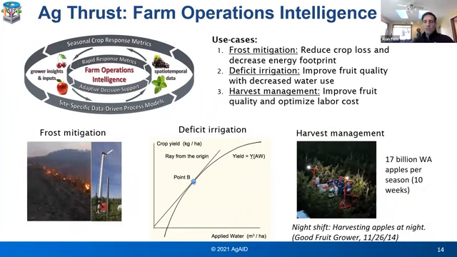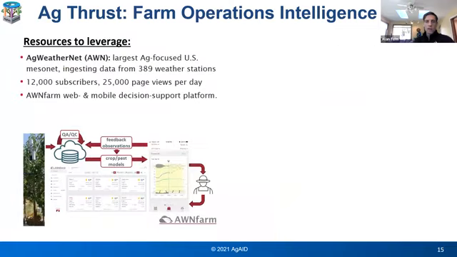Harvest management, we haven't started working on this yet, but there's a lot of logistics, a lot of predictive techniques that could help in saying when you should harvest, where you should harvest. How many workers are you going to need? There's a lot of work that can be done there. It's a very stressful time of year for farmers, and any sort of support you can give them that helps their efficiency is going to be a useful thing.